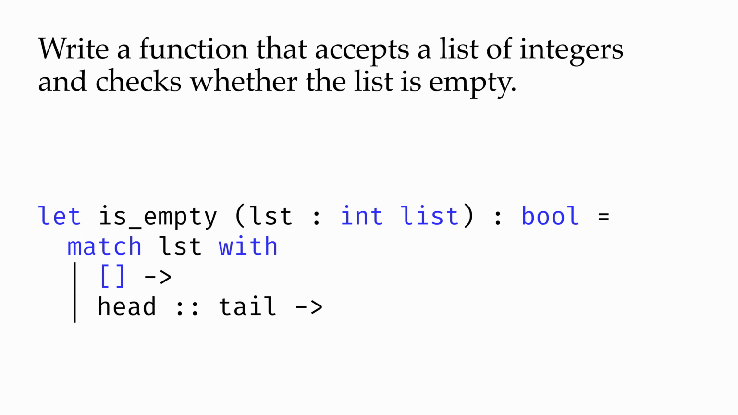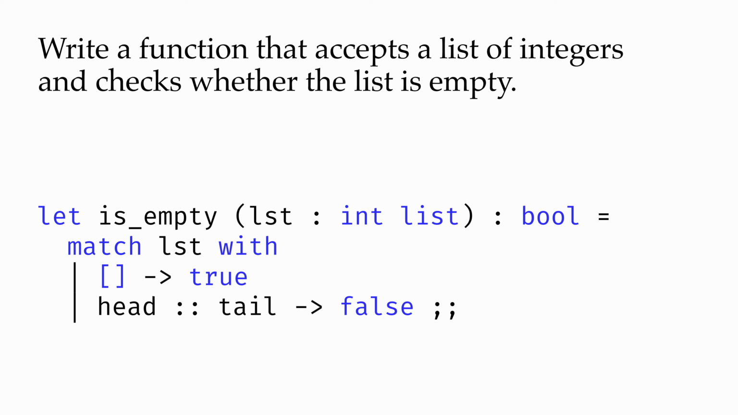In the case of the first pattern, we know the list has no elements, since it matched against the nil pattern. That means the list is empty, so the function should return true here. In the case of the second pattern, we know the list has at least one element, since it has a head element. It might have more elements depending on whether the tail is empty or contains additional values, but the original list must have had at least one element to match onto this pattern. So that means the list isn't empty, and we can return false here. This function will successfully check if a list is empty or not.